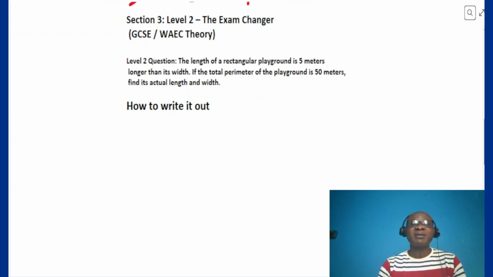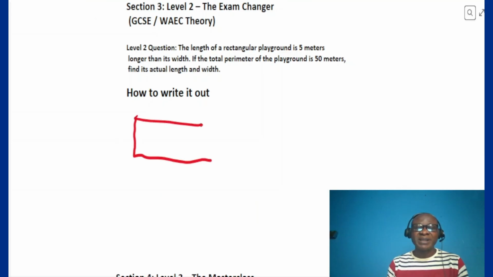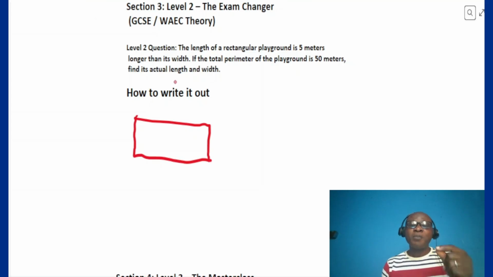Now, how do we write it out? This type of question, when it comes, the best approach using this as an example under this level is for you to draw a rectangle, which is what you know. This is the shape of a rectangle. You sketch it. And they said the length of a rectangular playground is 5 more or 5 longer. Remember, when you see more, it is plus. When you see longer, it is also plus. 5 more or 5 longer than its width.